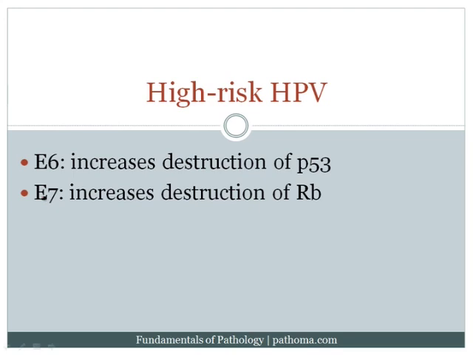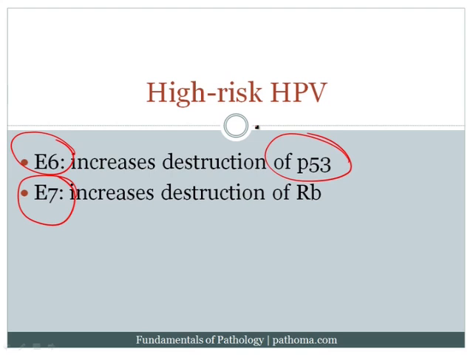And the answer is that high-risk HPVs produce two proteins, E6 and E7. And what do E6 and E7 do? They knock out P53 and retinoblastoma respectively. So when you have E6 being produced by the high-risk HPV virus, that results in the destruction of P53, and you're well aware of the fact that P53 is an important tumor suppressor gene.